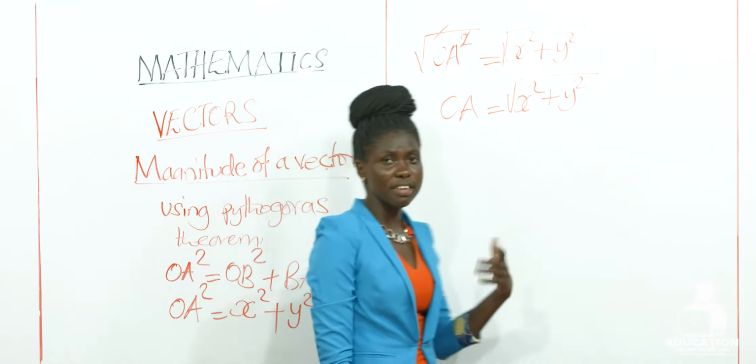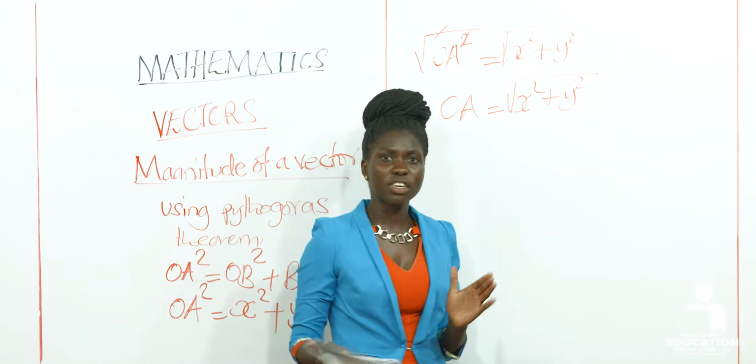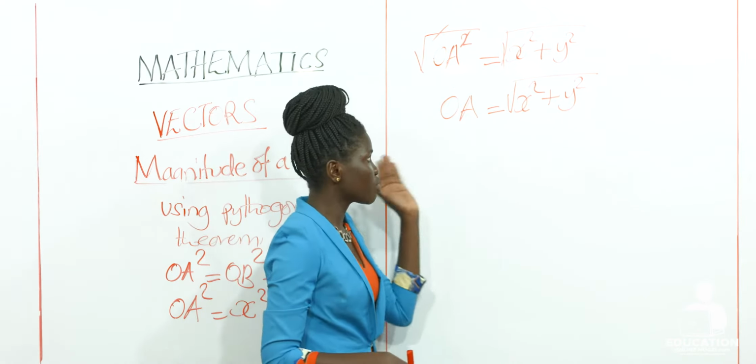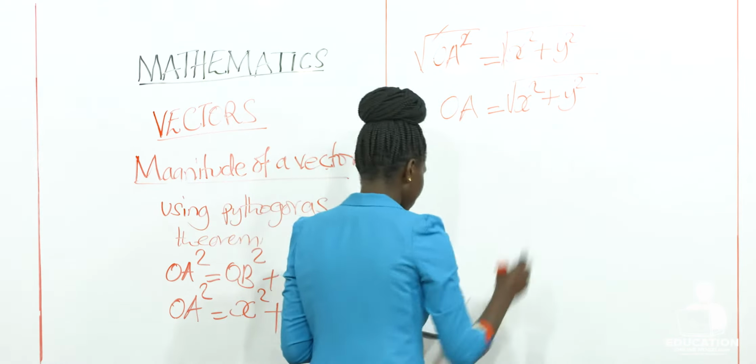Vector is simply the displacement. So if we are to find the distance of A to B, what are the shortest routes that you will take to reach B? Those are the distances we shall calculate to give us the length. So let's have an example.